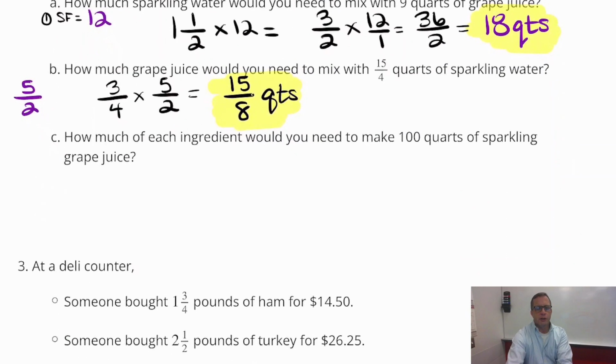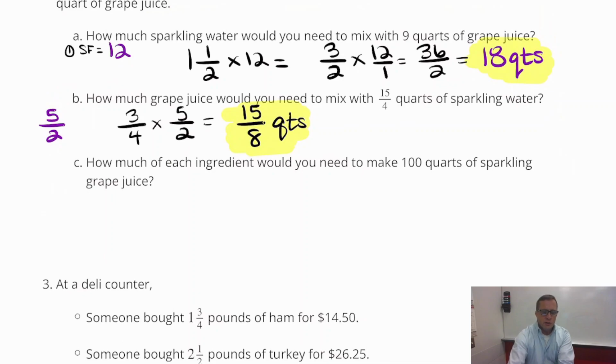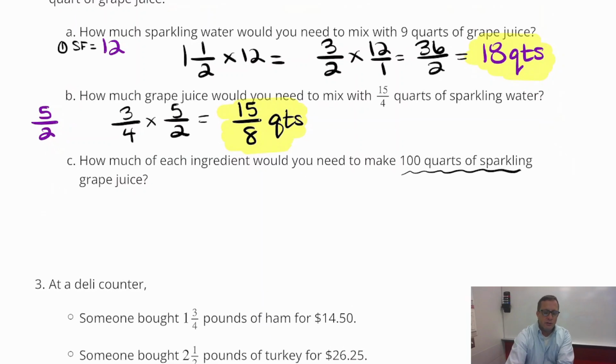So this next one's a little tricky because it says how much of each ingredient would you need to make 100 quarts of sparkling grape juice. Okay? Now this is not asking us about just how much sparkling water do we need. It's not asking us how much grape juice. It's asking us how much total, how much we're going to need for everything. So the 100 quarts of sparkling grape juice is a combination of both ingredients. All right, so it's both.